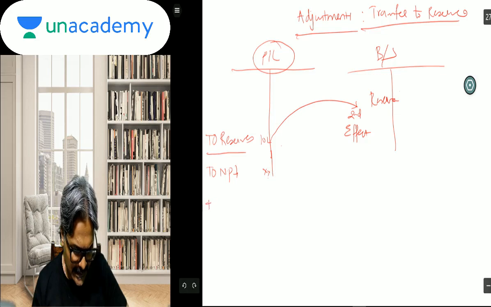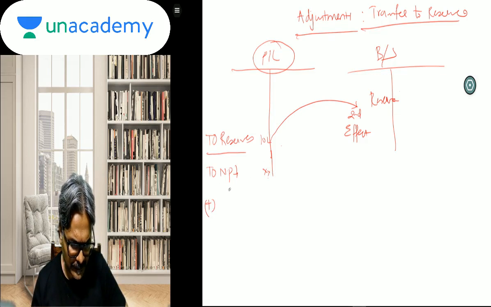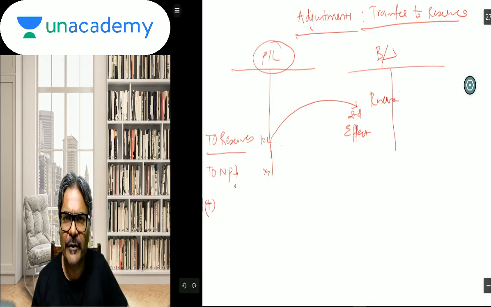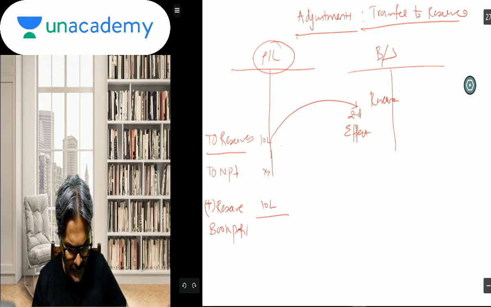So what they say is this: this reserve that you have created needs to be added back. So you add back the reserve of 10 lakh, and that is what will give you the book profit.